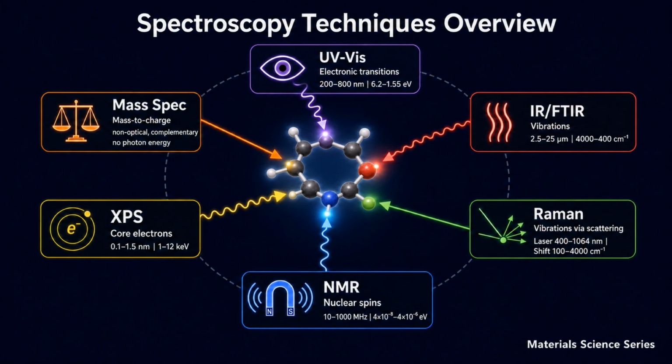Multiple spectroscopy techniques exist, each probing different molecular properties. UV-visible examines electronic transitions. IR and Raman probe molecular vibrations through different mechanisms. NMR investigates nuclear spin environments. XPS analyzes core electron binding energies. Mass spectrometry measures mass-to-charge ratios. Choosing the right technique depends on what molecular information you need. Often, combining multiple techniques provides the most complete picture.